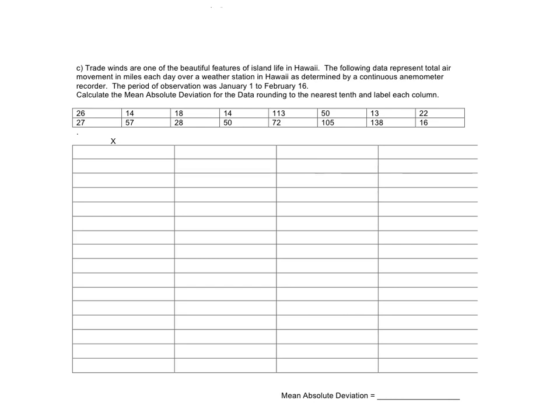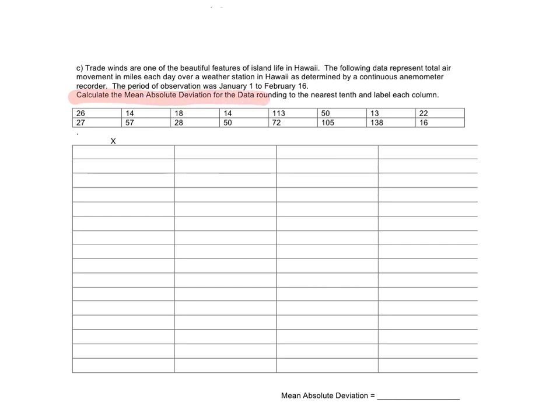For our next problem, we're taking a trip to Hawaii, and it says trade winds are one of the most beautiful features of island life in Hawaii. The following data represents the total air movement in miles each day over a weather station in Hawaii. It looks like they're giving us 16 data values. What we need to do is calculate the mean absolute deviation for the data.